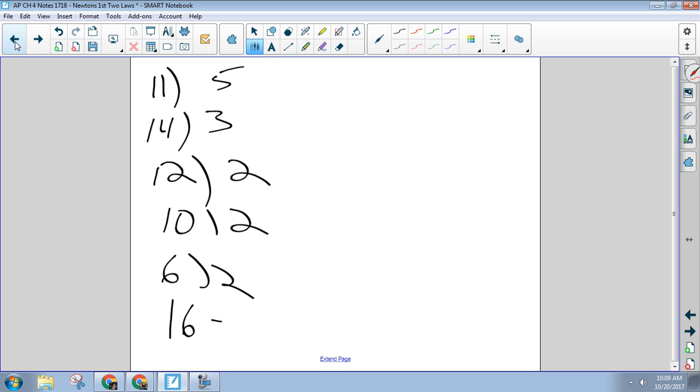Oh, number 6 has a smiley face. So I'm going to read it. Think for a minute. Don't shout out an answer. A ball with a weight of 1.5 newtons is thrown at an angle of 30 degrees above the horizontal with an initial speed of 12 meters a second. At its highest point, what is the net force on the ball? Come up with an answer in your head.